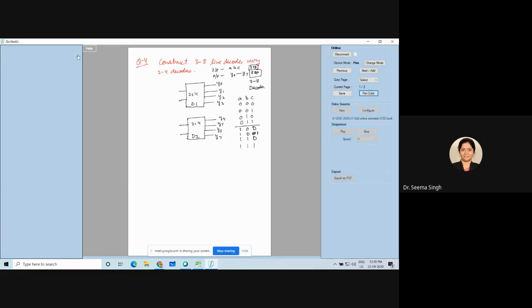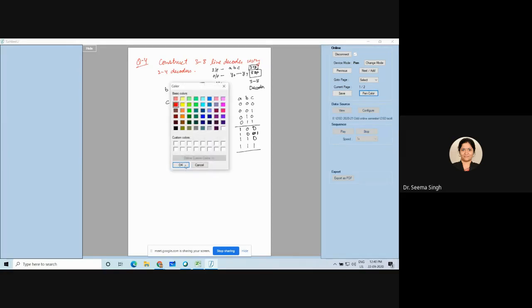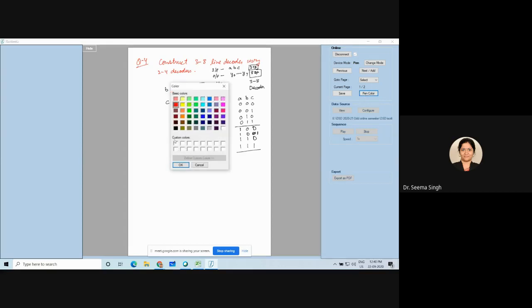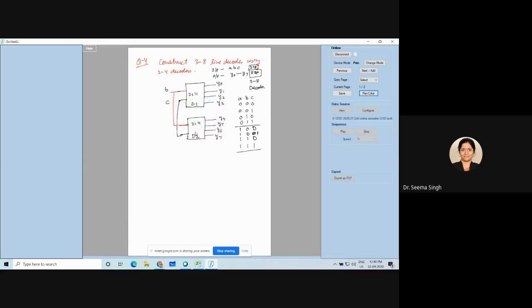Can you see this? So I can take B and C, your LSBs, and I can short this. Now this becomes my B, right? And the other one, my LSB, can become my C. Now where is A?